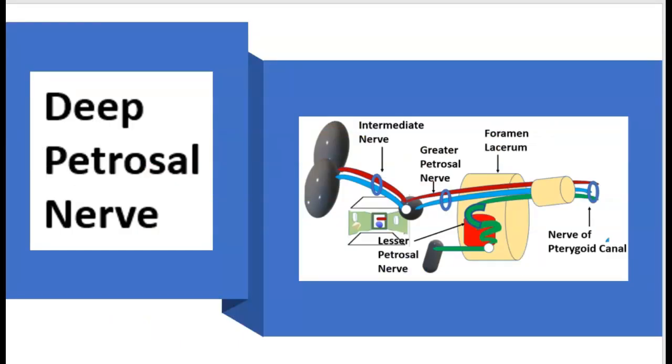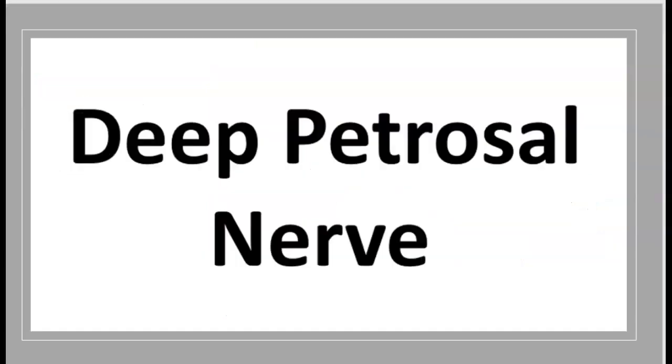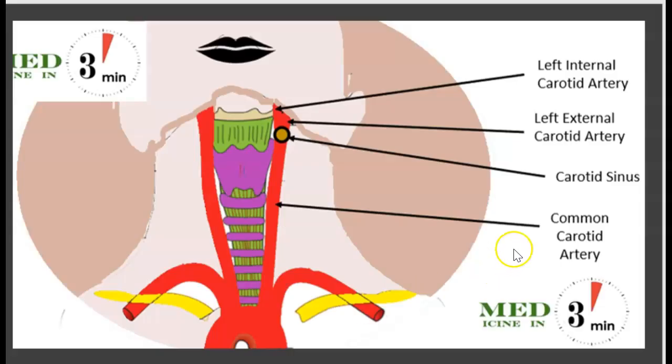Let's move to the deep petrosal nerve. To understand the deep petrosal nerve, here's the common carotid artery. Here is the carotid sinus between the left external carotid artery and the left internal carotid artery. Carotid sinus.